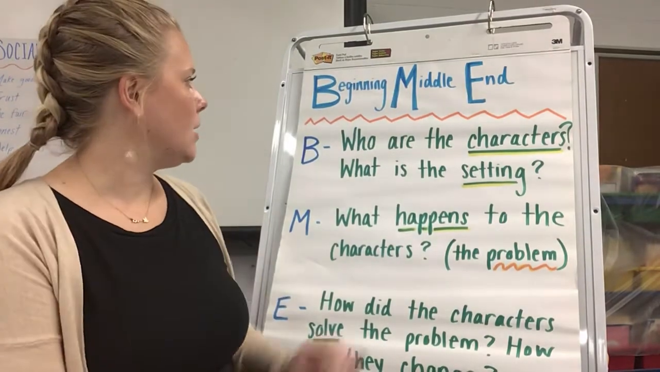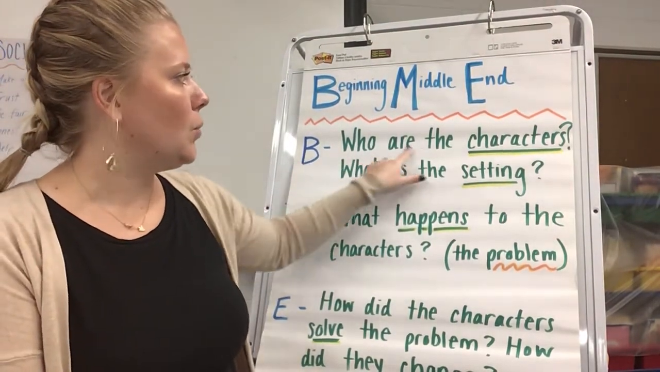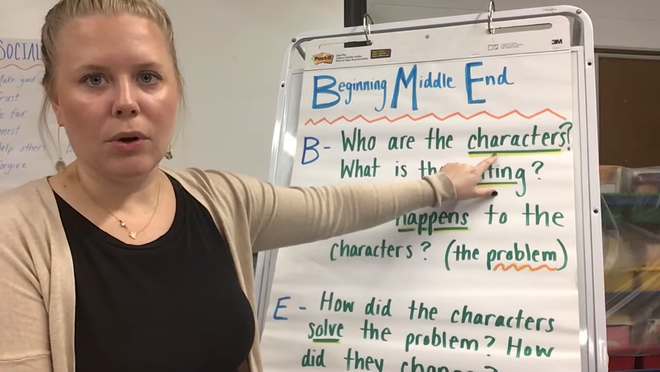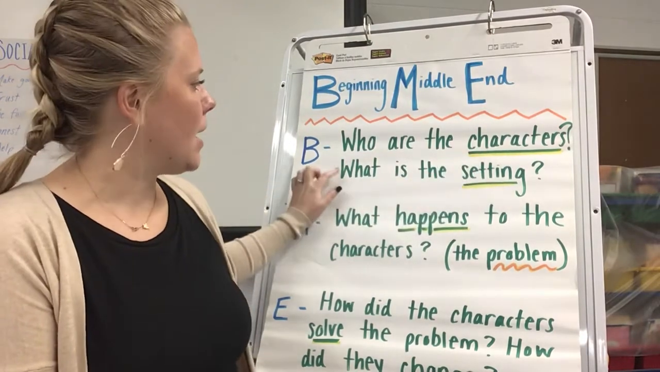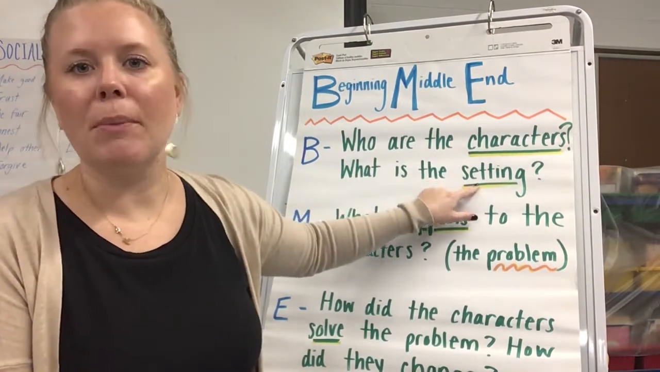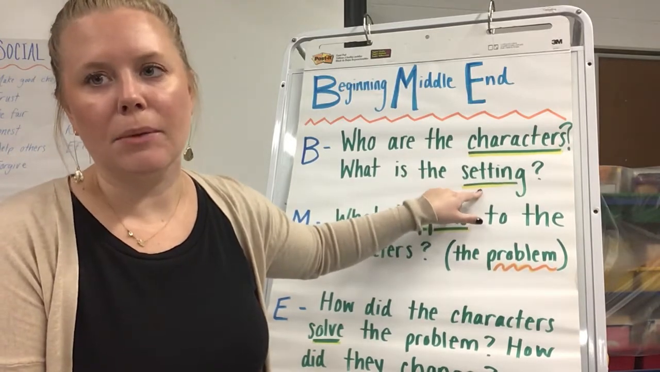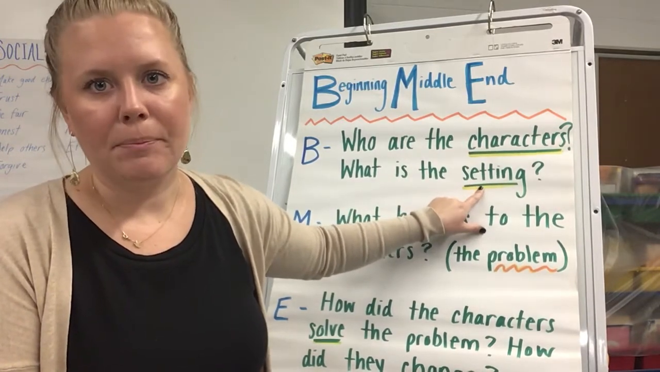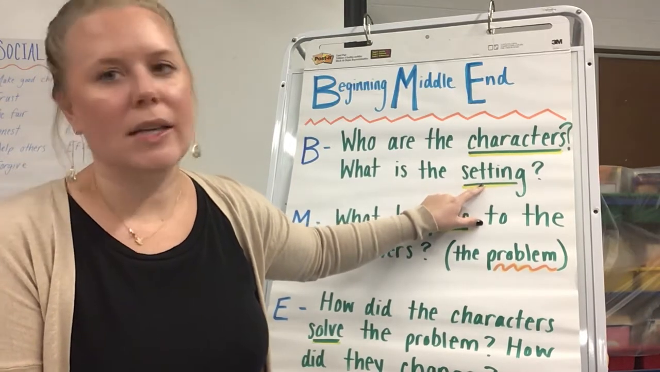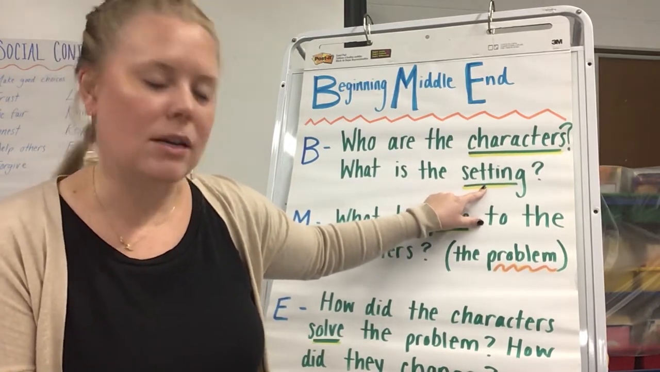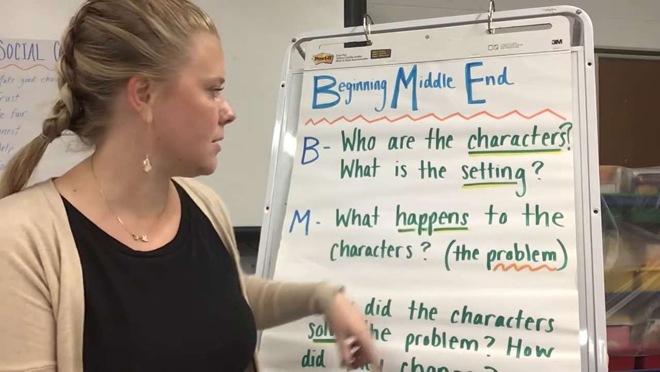And in the beginning, you are going to be listening for who are the characters, who are our main characters, and what is the setting. Remember, the setting is where the book is set. So that is the place and the time. The most important part of the setting is the place, especially in Miss Nelson. It's important to know where it takes place.